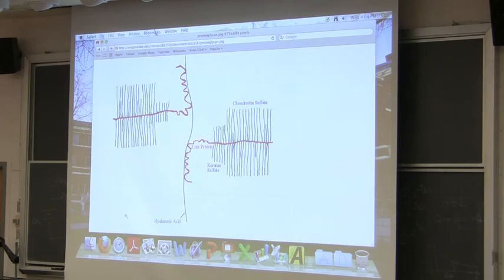And more importantly, some of these other, and this is a polymer of these. Okay, so it's a polymer of these negative charges.